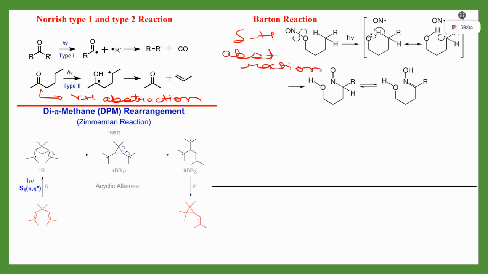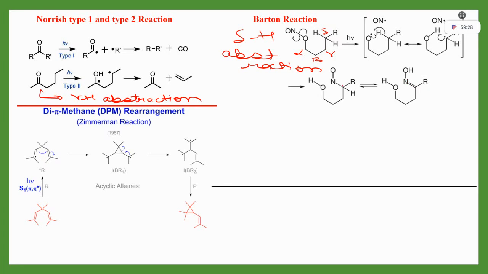So in hν condition, here it will form radical. This bond is most prone to cleave. So alkoxy radical will form, and alpha, beta, gamma, delta. Delta position hydrogen will be abstracted by this alkoxy radical, leaving here radical. Okay. Then this radical will be combining with your NO, forming this.